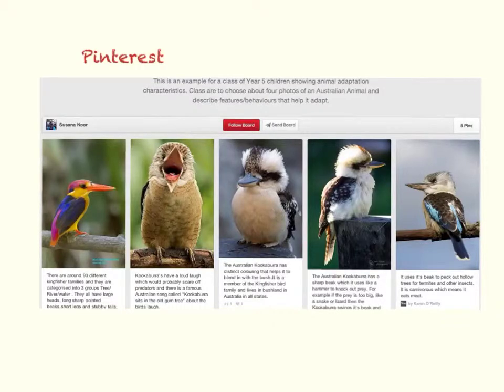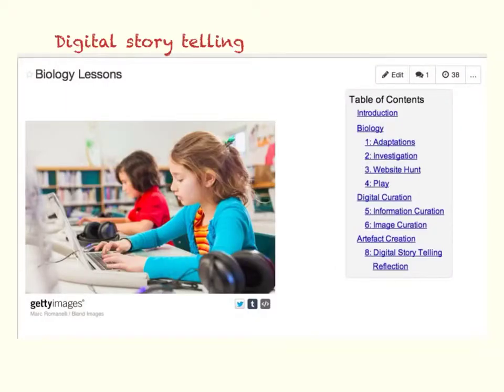The second tool that we used was Pinterest, where we asked students to curate images into pinboards and then support those images with information that they'd collected through research. So, working in their digital learning environments, students were asked to curate different types of information. For example, they aggregated written information into a specifically designed research grid. They put images onto Pinterest. We then asked them to transform this information into a digital story.